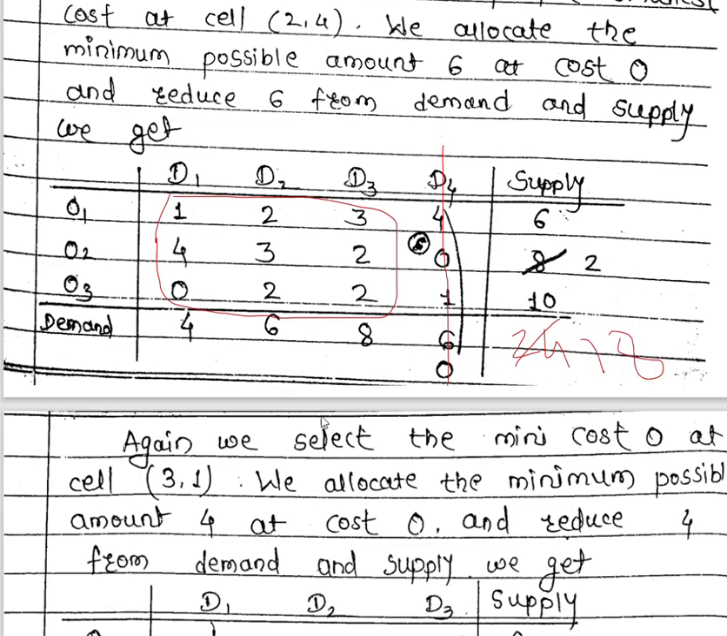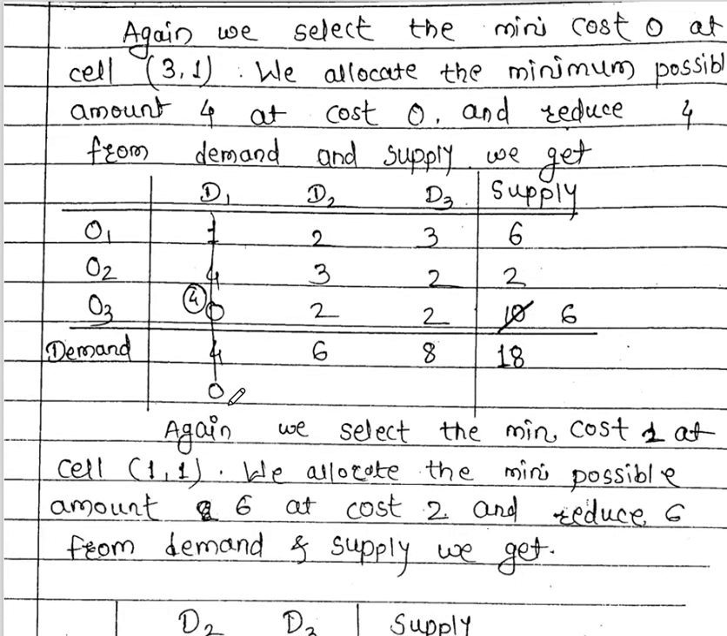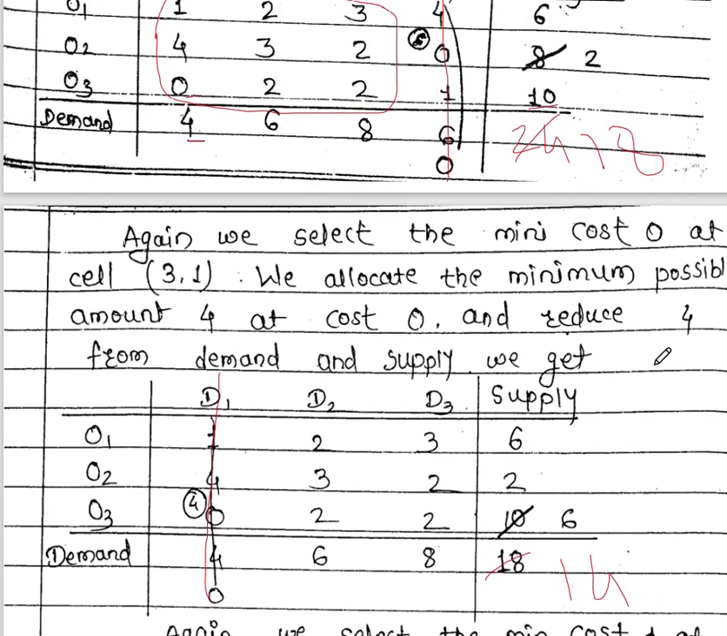Okay, so again we will select the smallest element, that is 0, and the minimum possible amount here is 4 and here is 10. So therefore we can allocate 4 at 0, then we will subtract from demand as well as supply. So here will become 0 and here will remain only 6. So here we will cross the first column, because this first column's demand is satisfied. Okay, so similarly we subtract from this 18, so here only 14 remains.